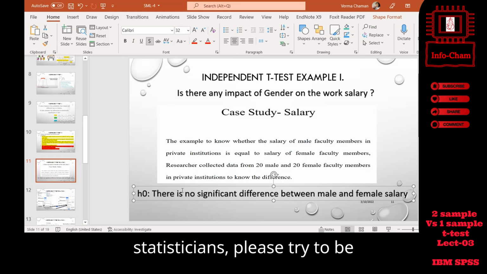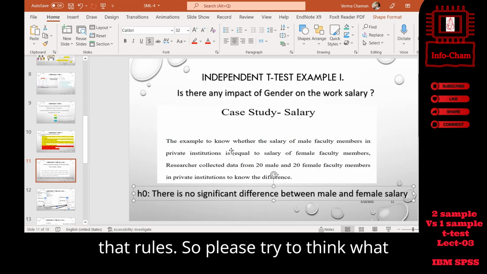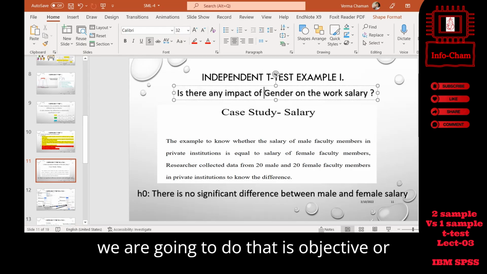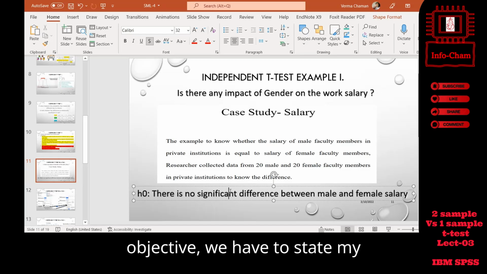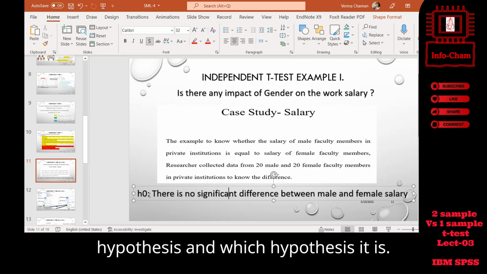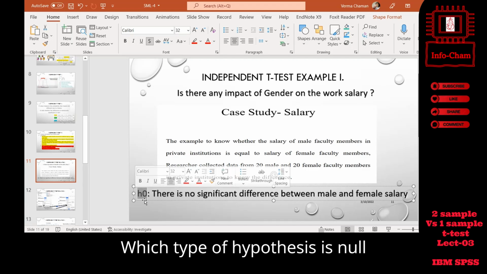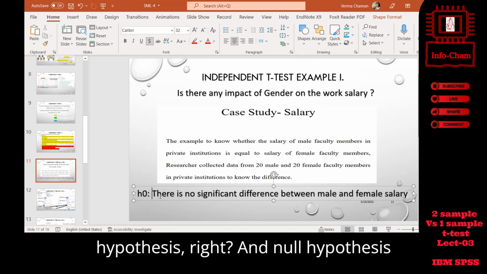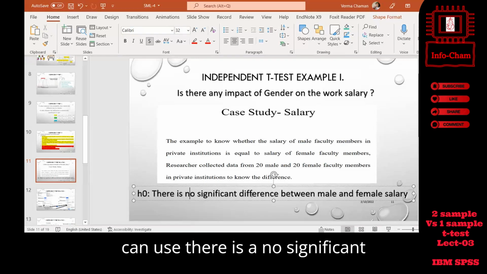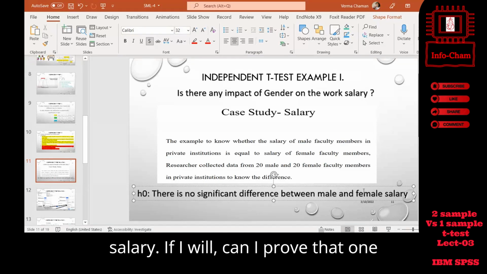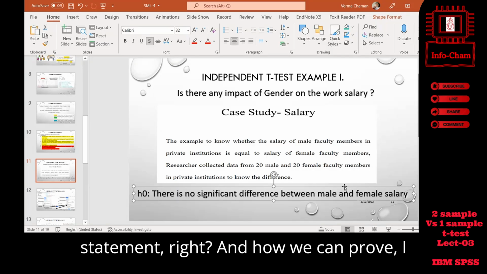So please think. If you want to be good statisticians, please try to understand that you have to follow those rules. So please try to think what we are going to do. That is the objective or task, whatever. And for achieving the objective, we have to state my hypothesis. Which type of hypothesis is it? Null hypothesis, right? And the null hypothesis will start with the word no. So you can use: there is no significant difference between male and female salary. Can I prove that or not? Yes, we have to prove my statement, right?